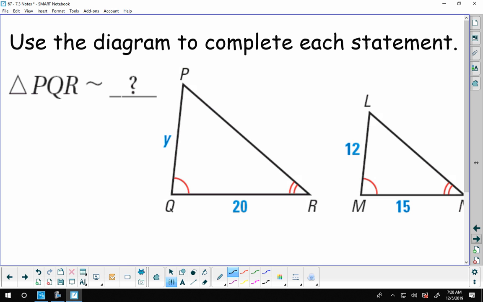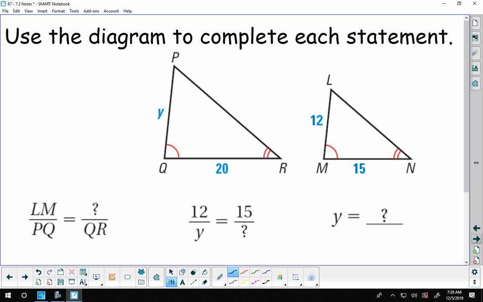So use a diagram to complete each statement. Triangle PQR, so that's no mark, 1 mark, 2 mark, is congruent to triangle LMN. So that's practicing matching up corresponding parts. Same thing here. So LM corresponds to PQ, and what side in the small triangle corresponds to 20 in the big? That would be side MN.